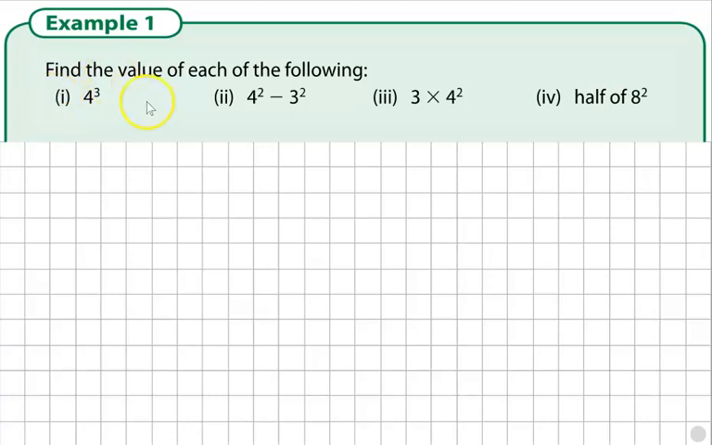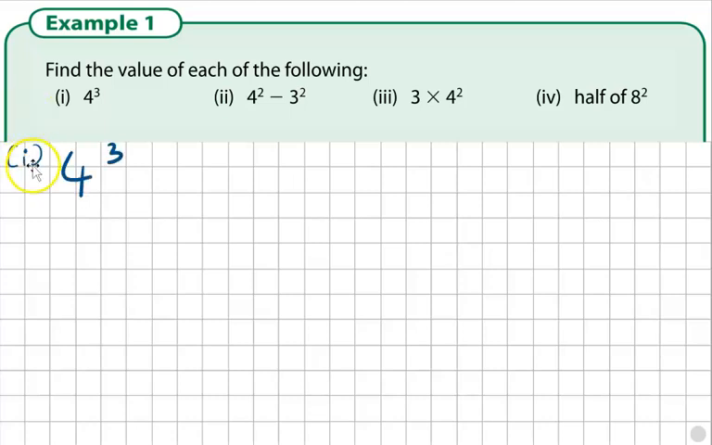Example 1. Find the value of each of the following. Part 1, 4 to the power of 3. Part 2, 4 squared minus 3 squared. Part 3, 3 multiplied by 4 squared. And part 4, half of 8 squared.